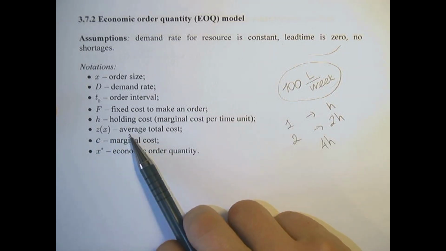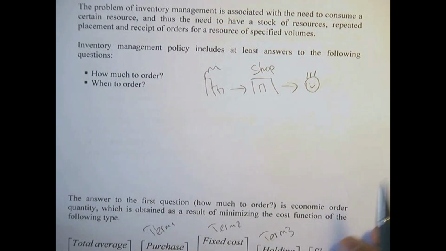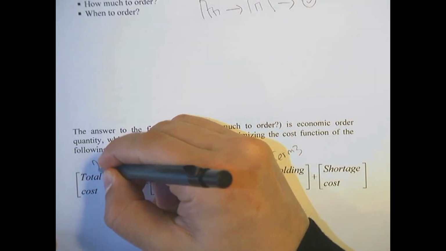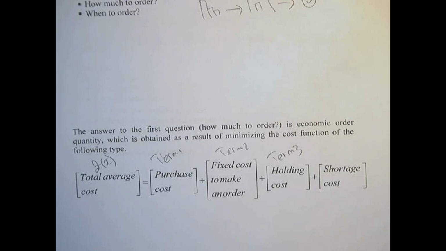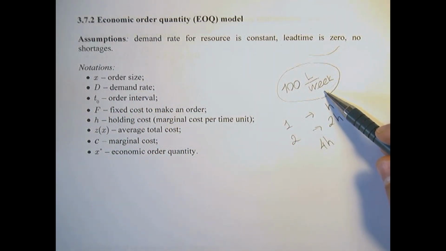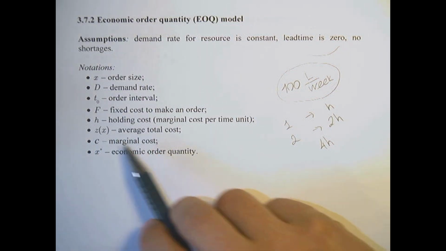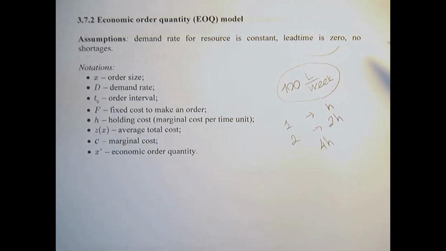Z of x is the average total cost. So it is this function which we discussed before, the total average cost. We now denote this as Z of x. If we consider, for instance, a demand rate per week, and a time period of 1 week, then total average cost means that we consider total cost per week, per the same time period.